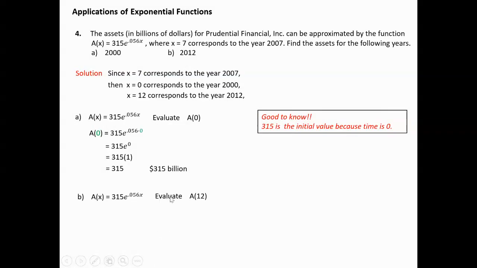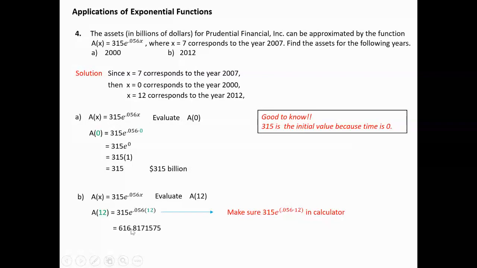So for B, we're going to evaluate it at 12, which means I'm going to plug in 12 for every x in the function. So it's going to be 315 e to the 0.056 times 12. All you do is put it in the calculator. And this is your result, 616.8171575. Let's round it to the nearest tenth. So it's going to be 616.8 billion. That's the result for B.